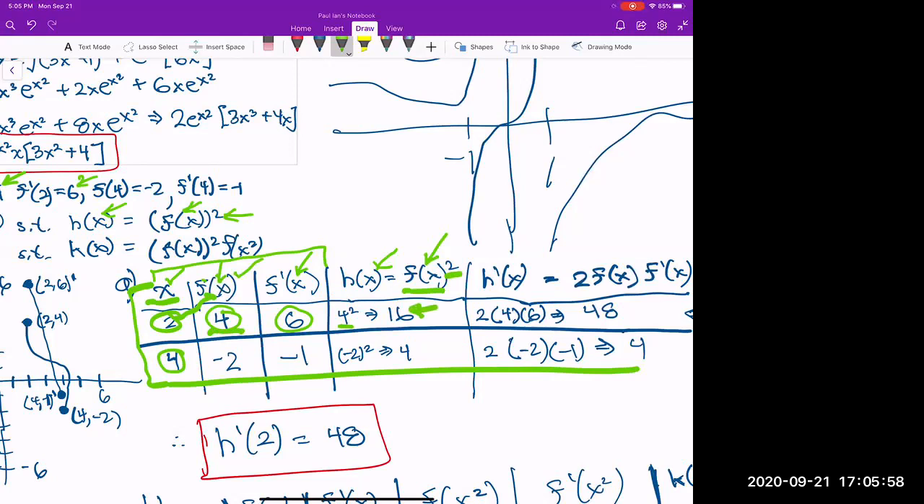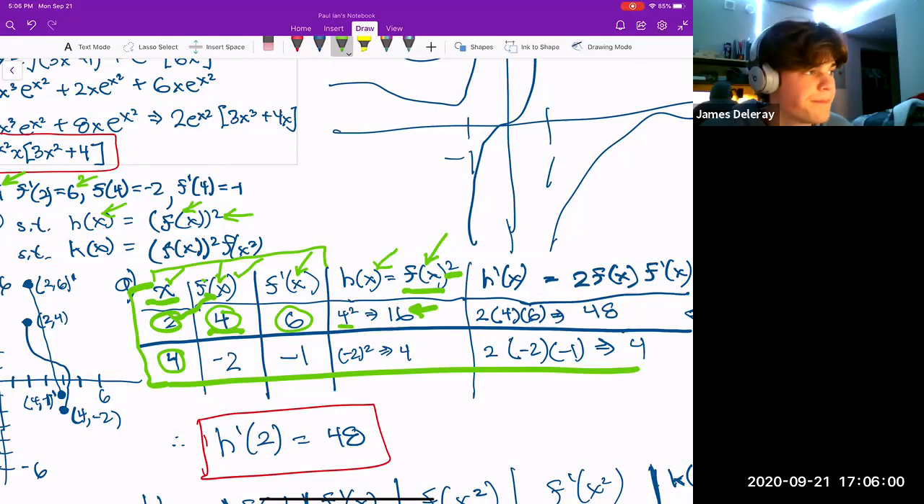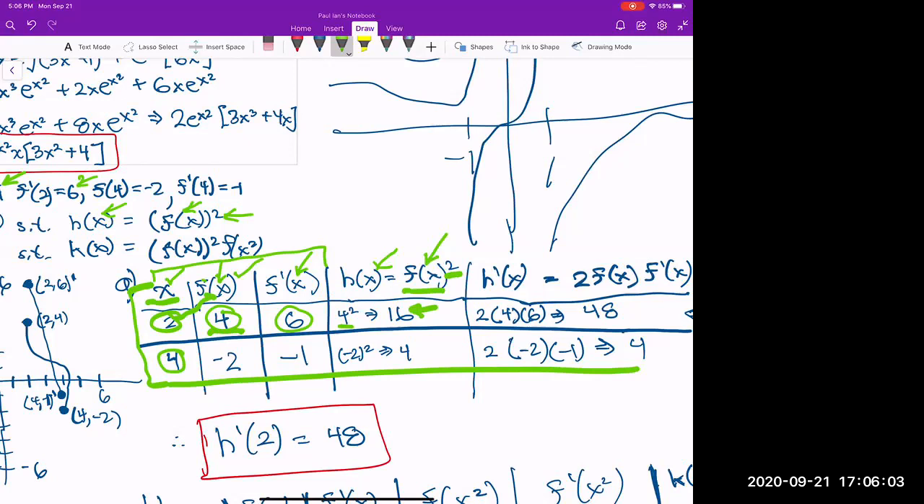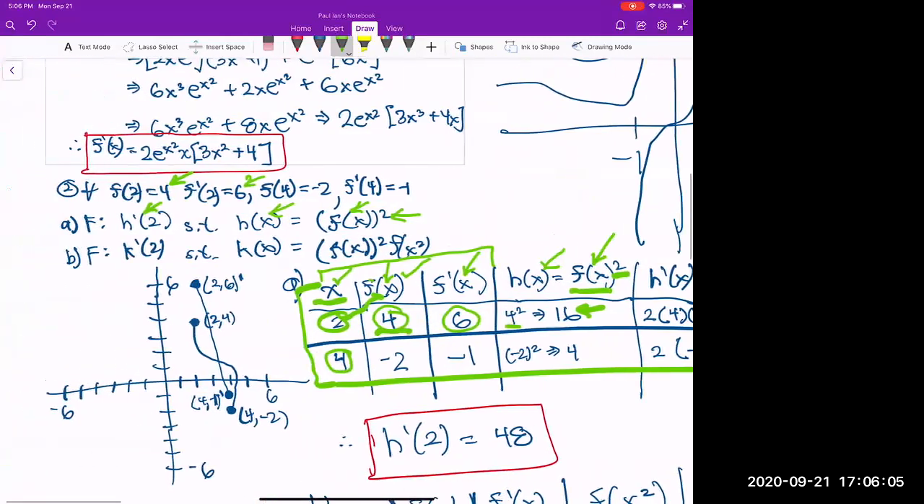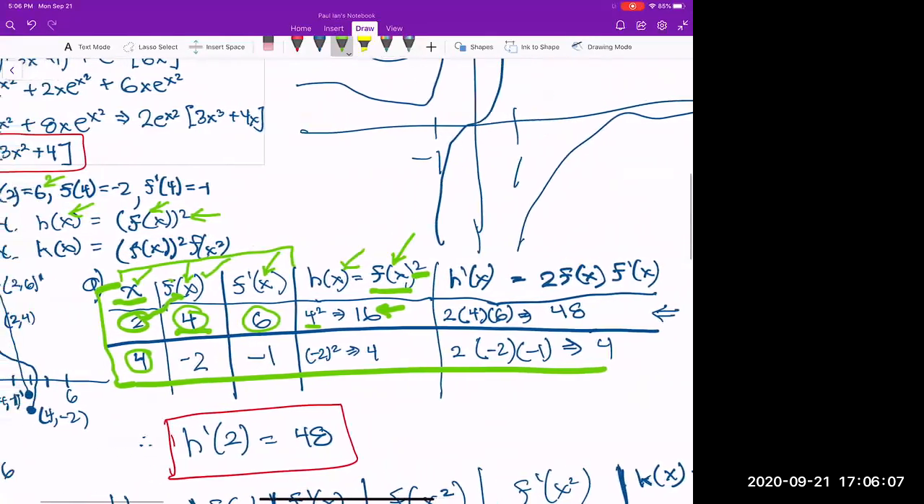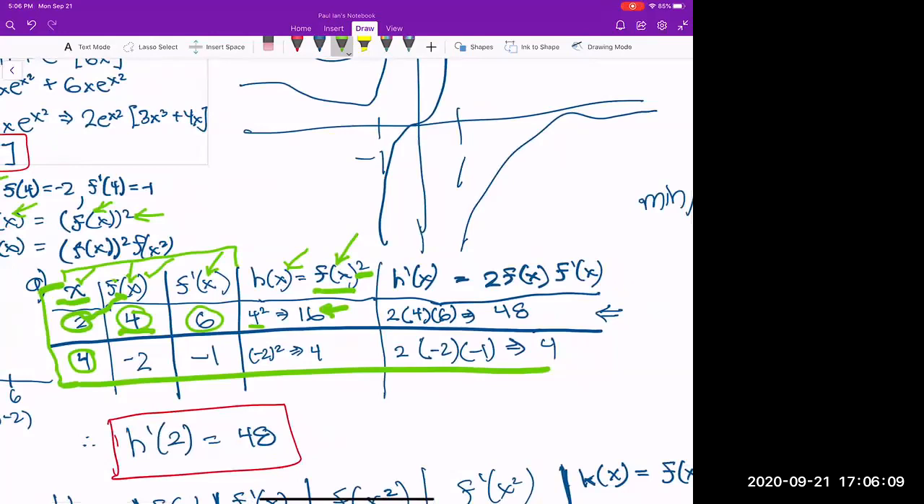So you have 16, right? Yeah, 4 squared. So at least one part is down, but then the h prime is the last thing that you need to figure out for this one. So what is h prime? So you have to apply the chain rule on this.